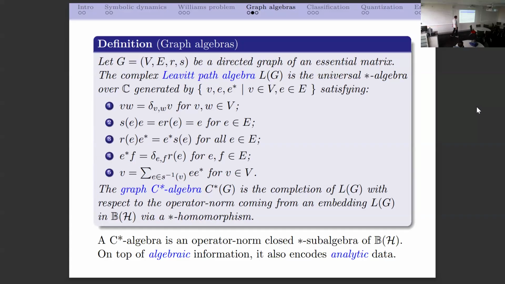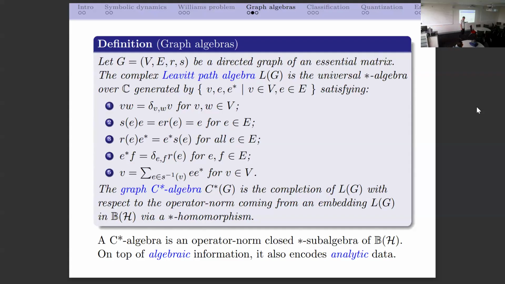C-star algebras are norm closed, adjoint closed subalgebras of bounded operators on Hilbert space, and on top of algebraic information, they also encapsulate some analytic data. Let me exemplify this. If you have an element in a pure algebra that is not necessarily closed, you can apply a star polynomial to that element. Like if you take an involutive algebra, you get another element in the algebra. That's fine. The advantage, or one of the many advantages, but it's also a disadvantage if you think about it carefully.